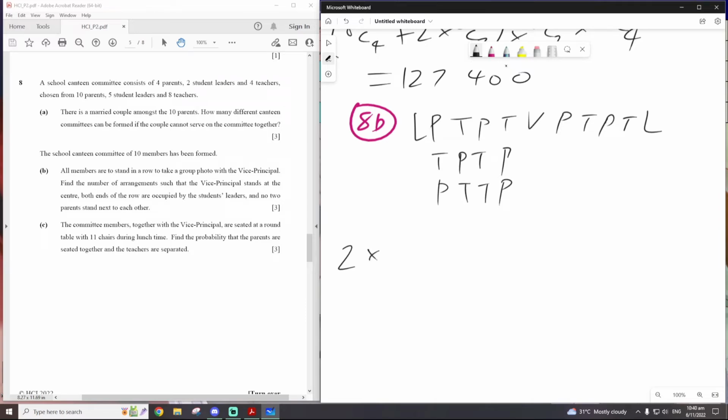Okay, so there's 3 ways that you can arrange them on each side. So you do 3 times 3. And don't forget that you can still rearrange all the parents and teachers. So you do 4 factorial times 4 factorial. Okay, and this is, oh wait, this is 10,368.